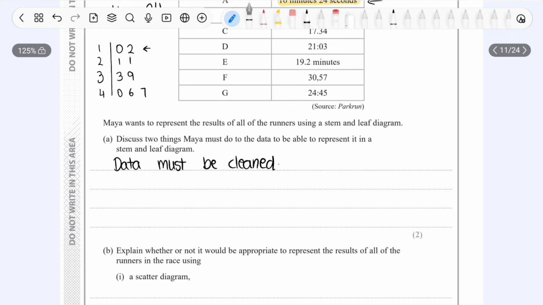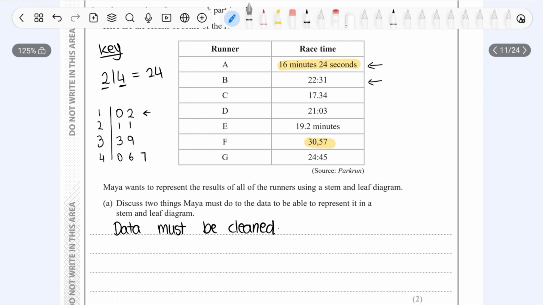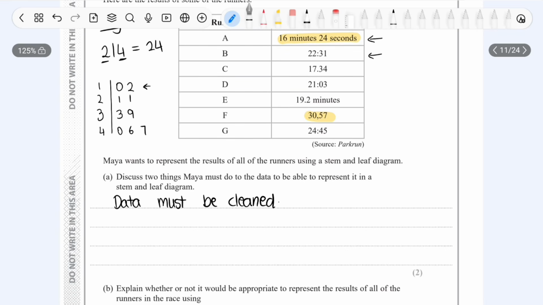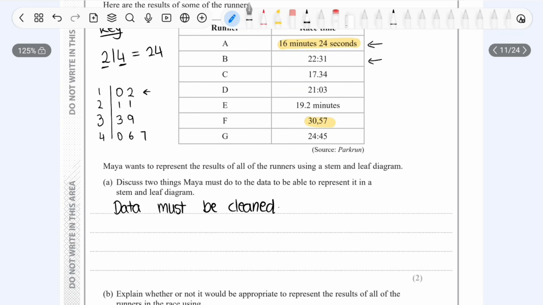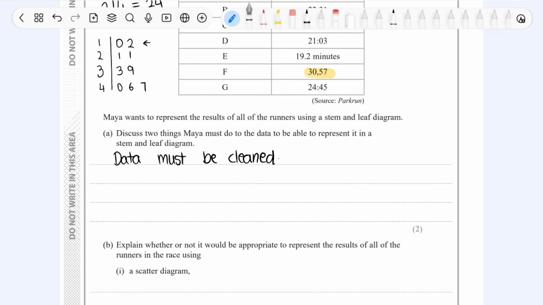Now in this context, it could mean here, you can see this specific value for F is 30,57. It's just a misread or a mistype or whatever. So you just want to remove the comma and replace it with something else, or a colon, or whatever you format it into. And again, for A and E, you might want to remove the words and therefore make it into a nice integer format. That's what cleaning means. And it could also mean rounding it, and rounding it to the same units perhaps. And that's another thing we must come to.